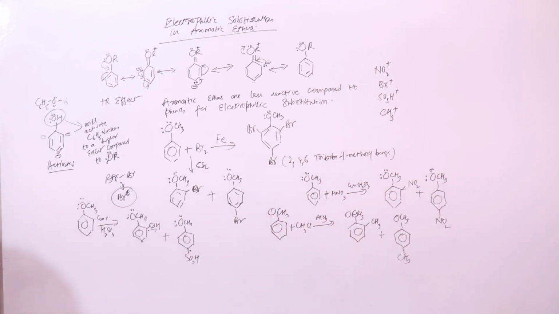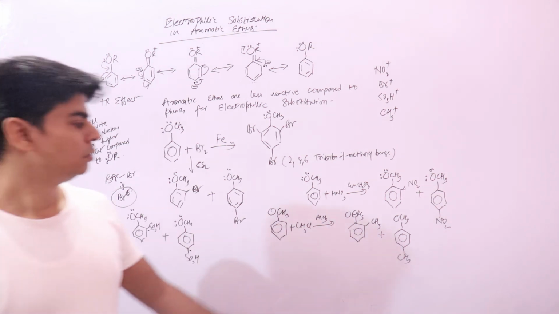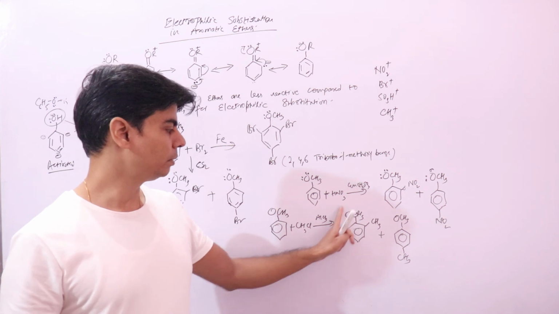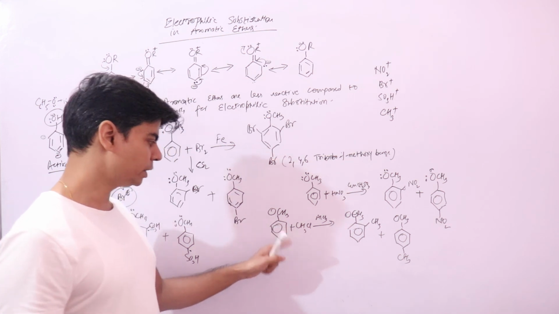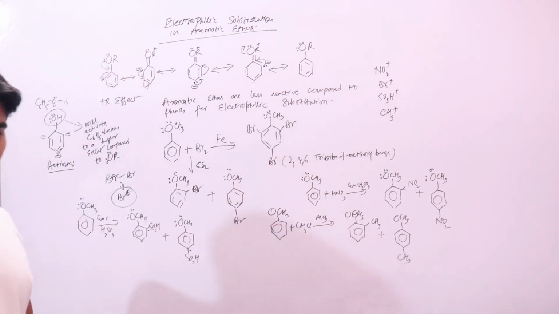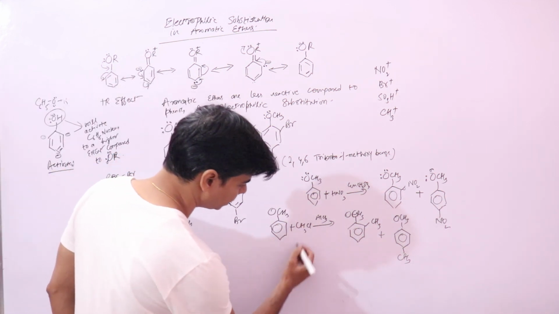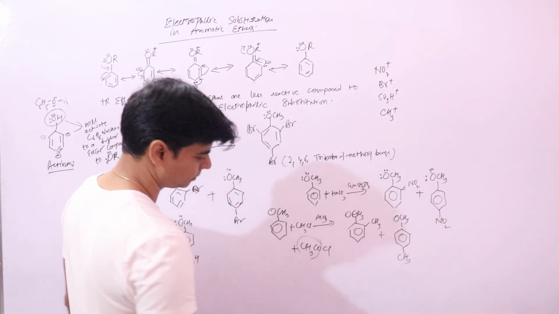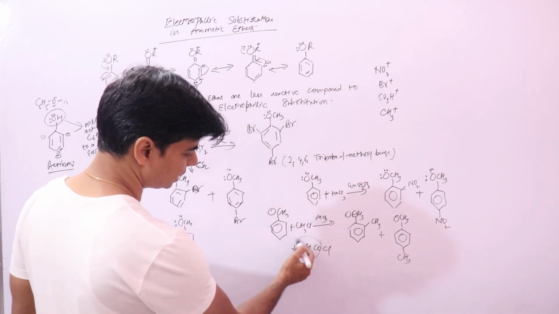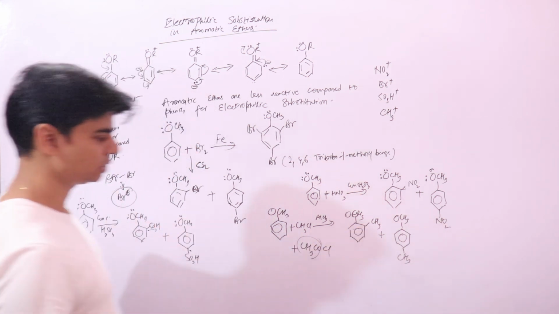And if you want to name it in the IUPAC naming convention, this is your 2-methyl 1-methoxybenzene, right? Now we have another type of Friedel-Crafts reaction also, where you take acetyl chloride in place of methyl chloride. If I take CH3COCl, then this acetyl group will be introduced at ortho and para positions, right?